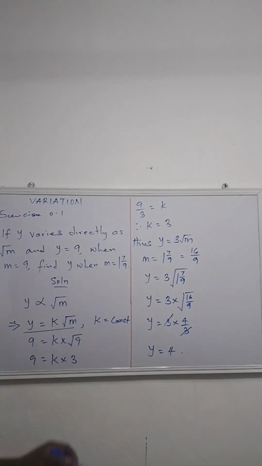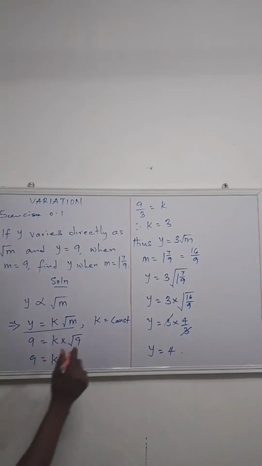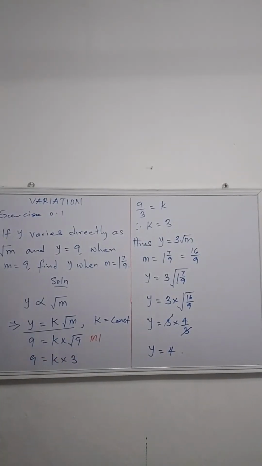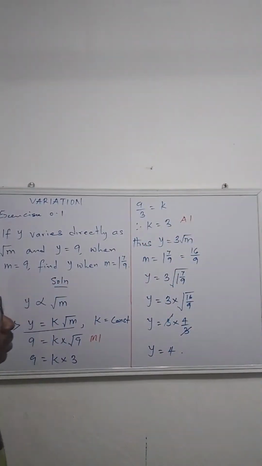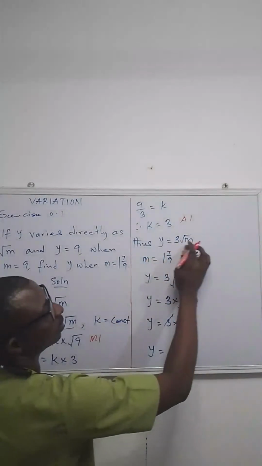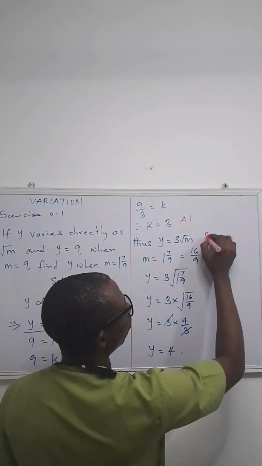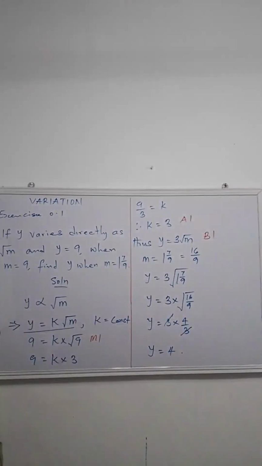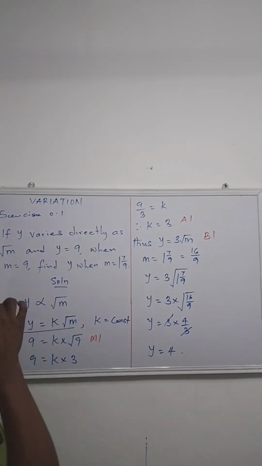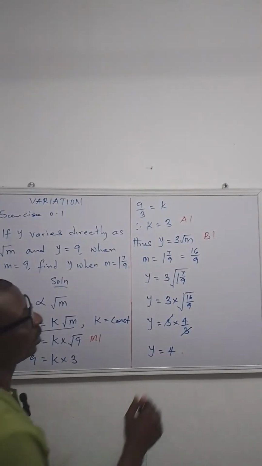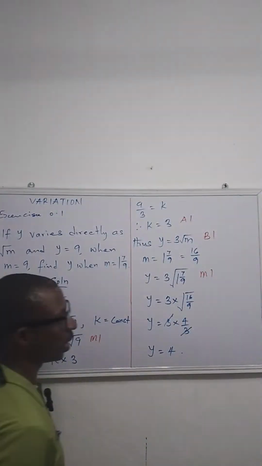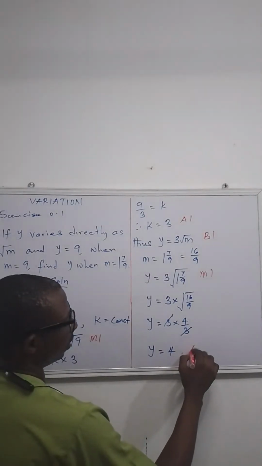Now, how do we award marks to this question? Suppose this question is given in an exam. For substituting correctly, there will be a method mark here. For getting your constant, we have an accuracy mark, A1. For writing out the connecting formula, we have a B1 mark. Now you are asked to find y when m is 1 7/9. For substituting correctly, we have a method mark, M1, and for getting the correct answer, A1.